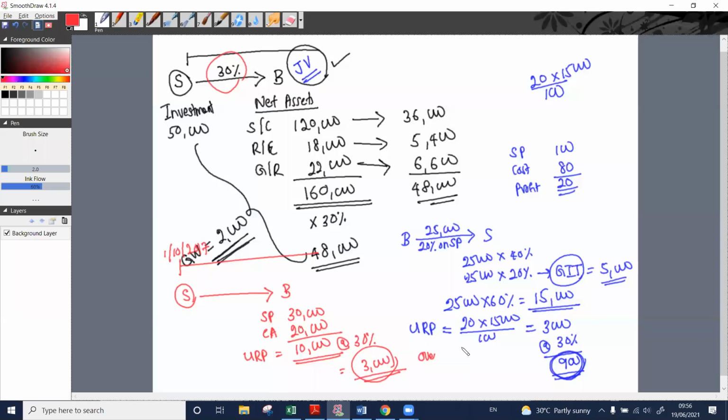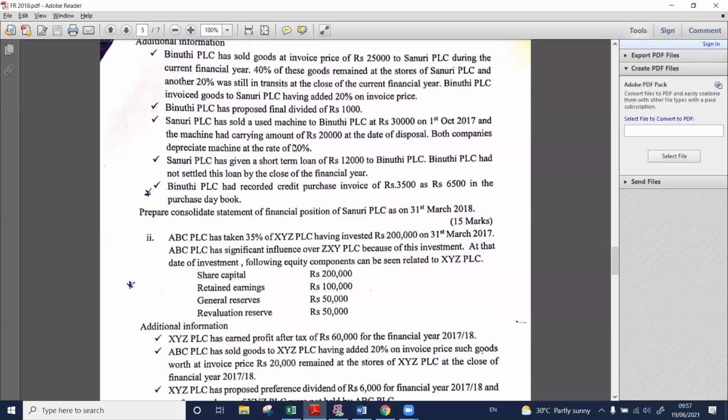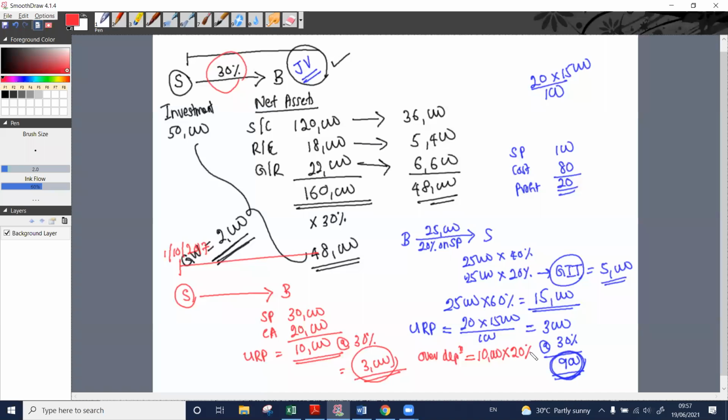Over depreciation. So what is the over depreciation amount? How much extra has been depreciated? There is an unrealized profit of 10,000, so the extra depreciation relates to this 10,000. What is the rate of depreciation? Both companies depreciate the machine at the rate of 20%, right? 20%. So on this 10,000 we would have depreciated an extra amount. But for how many months?